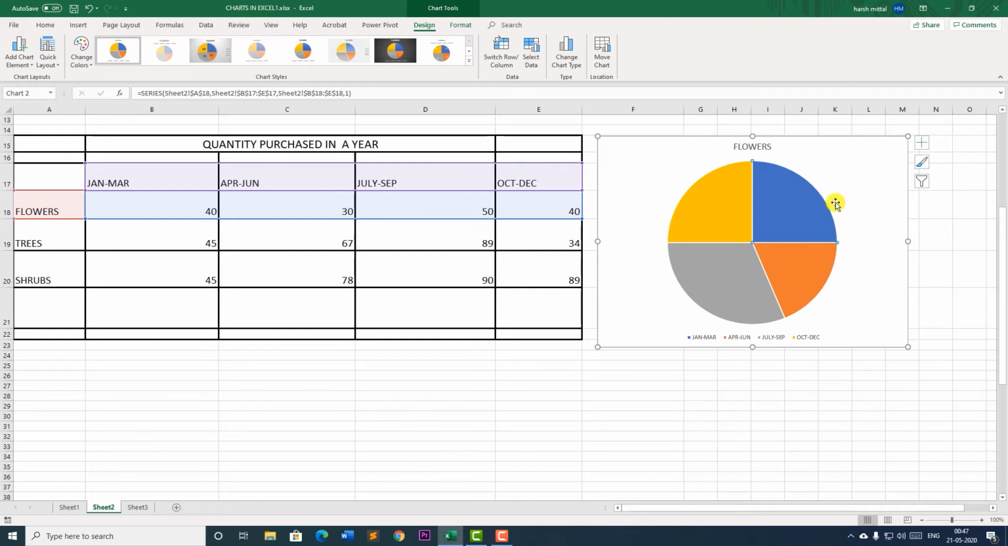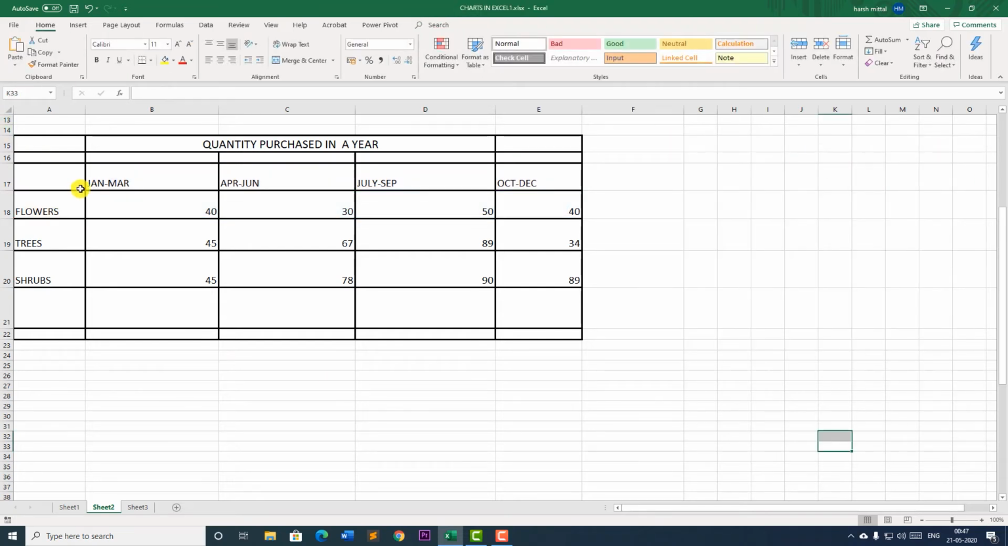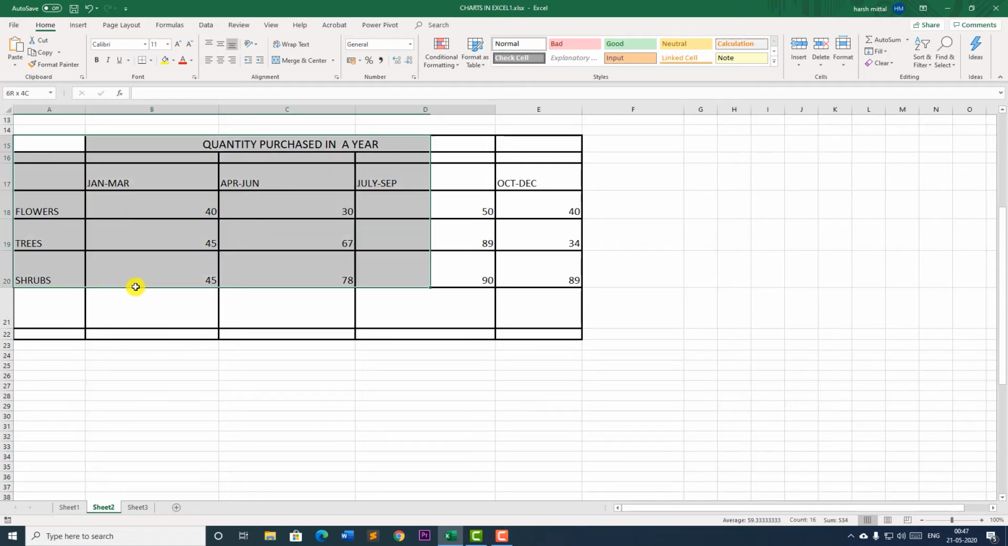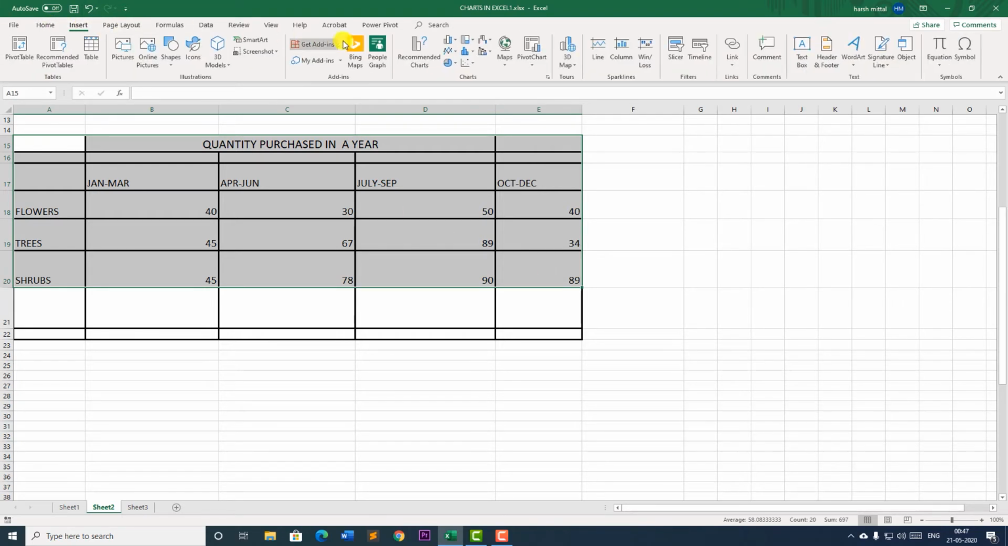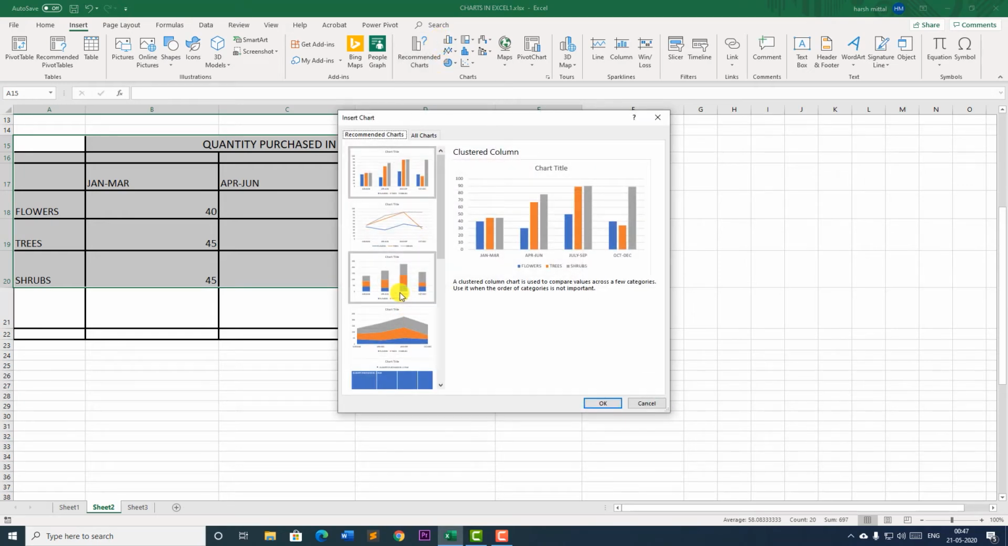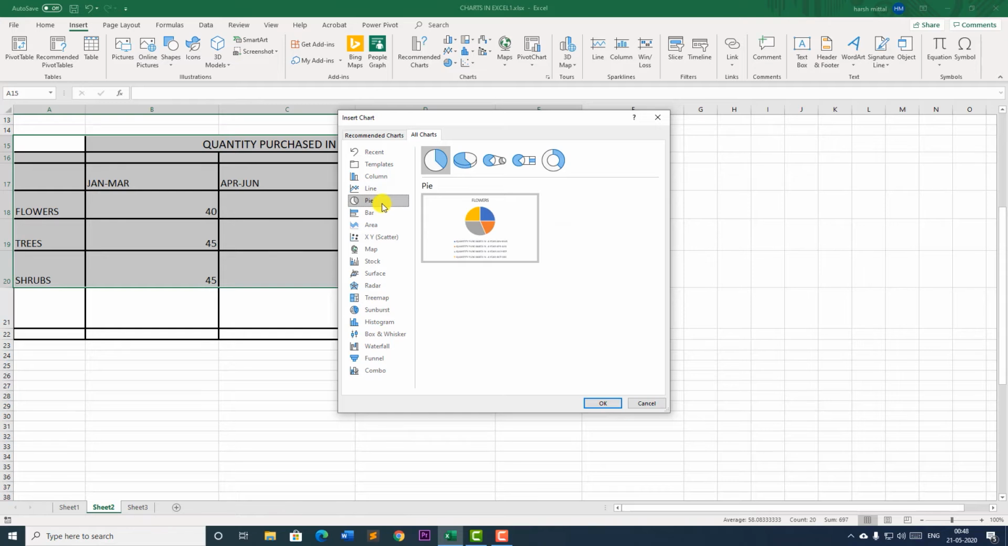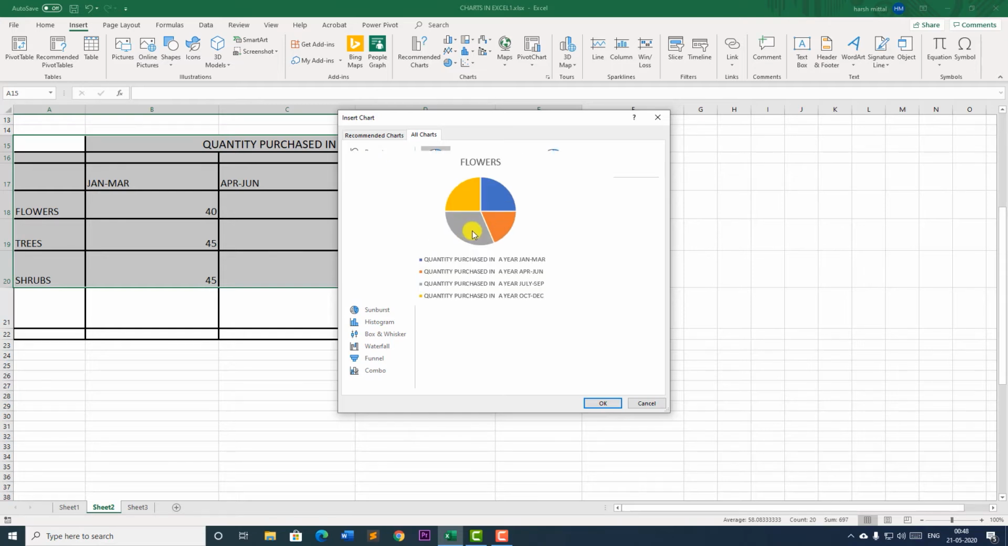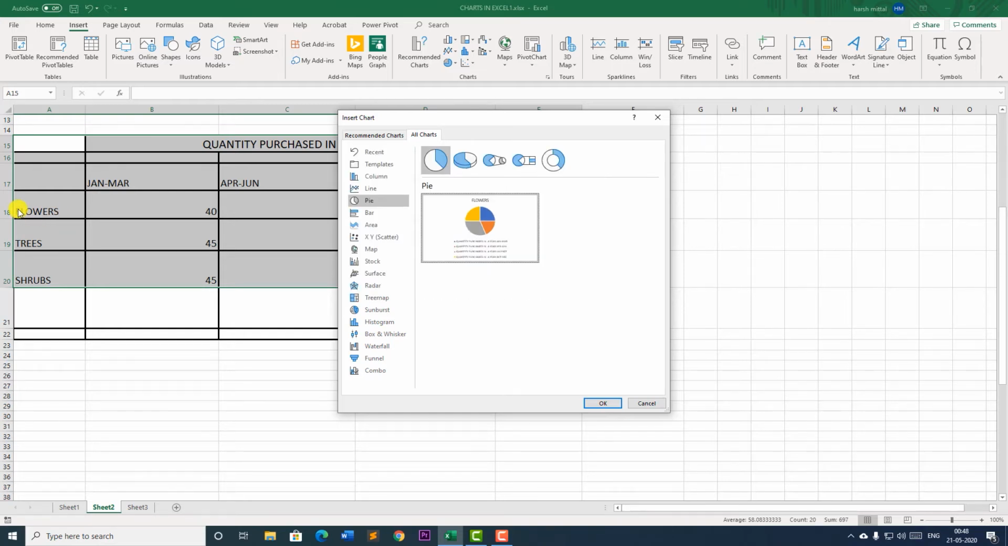Now for example, I just cut this and I say no, I do not want flowers only, I want flowers, trees and shrubs. Now let us see what the system will do. I'll take flowers, trees and shrubs and I have selected the entire table. Now I go to insert and I go to charts. In the charts I select all chart types and I go to pie chart. Now when I go to pie chart here, it has taken only flowers.